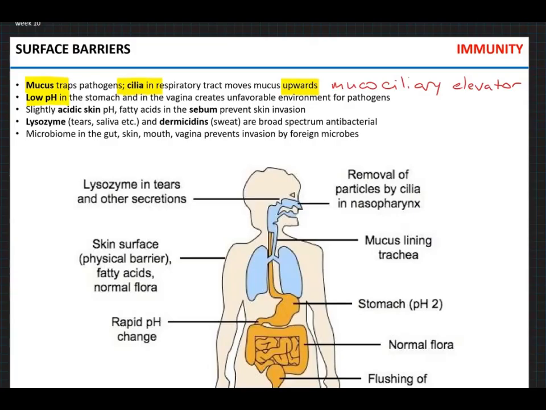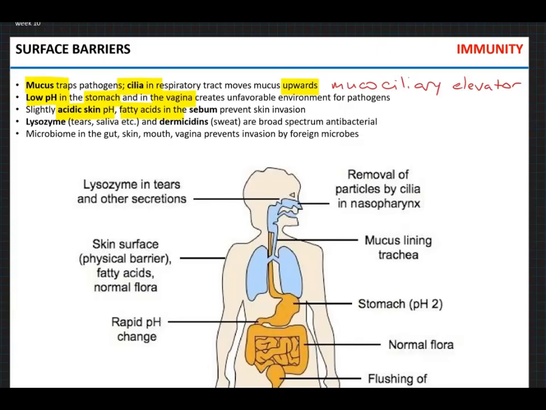We have low pH. So low pH, well, obviously stomach and vagina. Vaginal pH can be altered after antibiotic treatment, so that often promotes the unwanted microorganisms to grow. Skin is a little bit acidic. Now, sebum that sebaceous glands produce, the oily secretion, contains fatty acids that seem to be antibacterial.